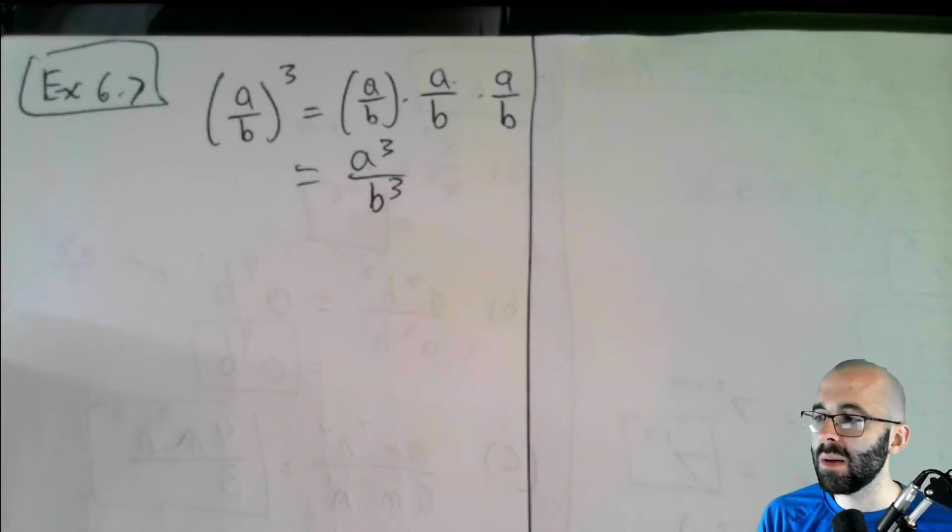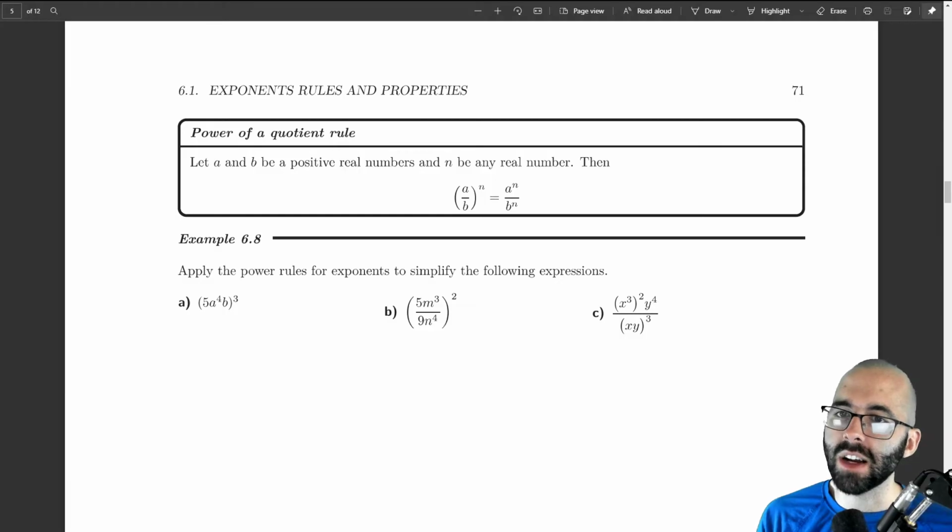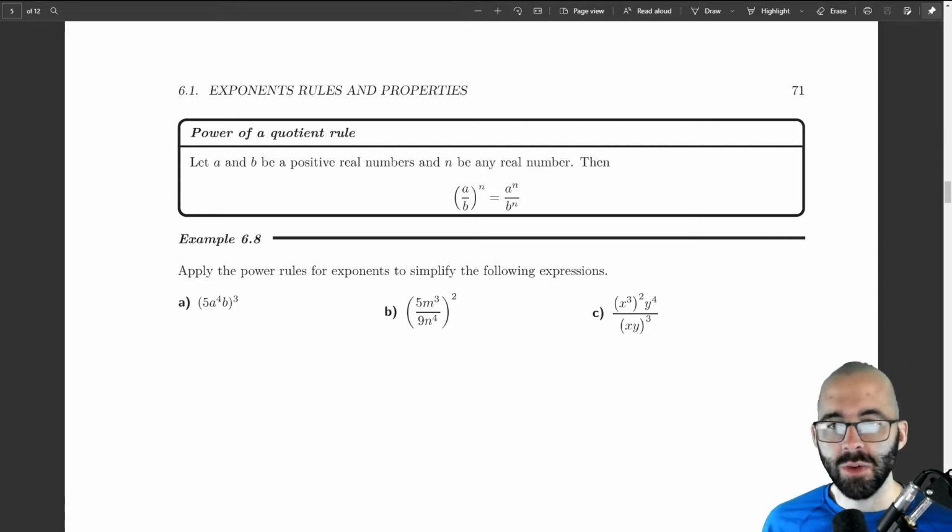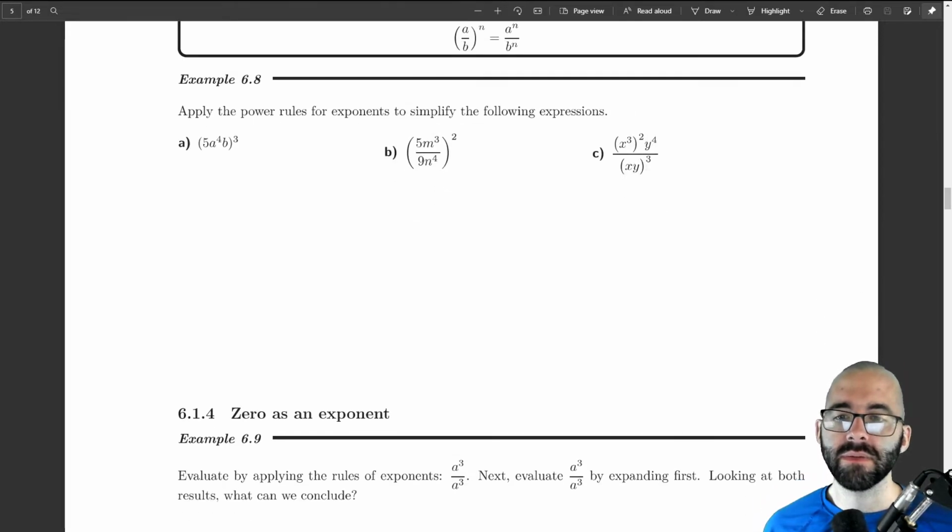If the last one was POP, this one is POC. They don't even give the abbreviation because they say nobody wants to say POC. All right, so if we're exponentiating a fraction, we can just exponentiate the numerator and the denominator.